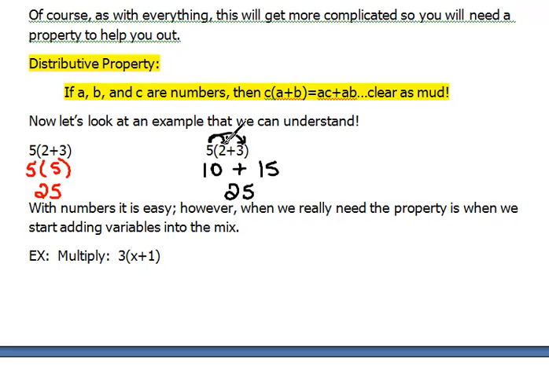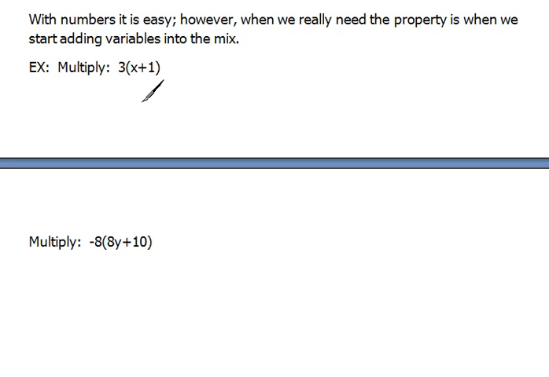Now with numbers it seems kind of silly to use the distributive property, but whenever we start adding variables into it, we don't really have any choice. Let's look at this problem. It says multiply 3 times (x plus 1). So we're going to distribute here. We have to distribute the 3 throughout the parentheses. So 3 times x would be 3x, and 3 times a positive 1 would be a positive 3. Now we cannot go any further here because we do not have like terms. This is a variable term, and this is just a single number. So we cannot combine those. They're not the same thing.